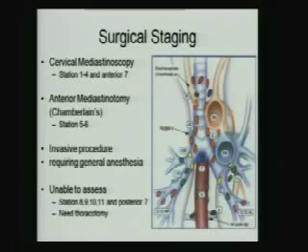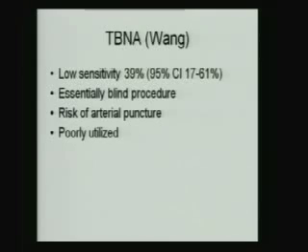For the other lymph nodes, the paraesophageal, the posterior subcarinal and the pulmonary ligament, they were unable to be assessed by mediastinoscopy and needed thoracotomy. Now, blind TBNA, the Wang procedure, is a non-invasive alternative. However, we all know that it's plagued by low sensitivity, reported here at 39%, and variable sensitivities depending on the operator, reported 17 to 61%, because it's essentially a blind procedure. And anytime we venture away from the subcarina, we have the risk of arterial puncture. So it remained poorly utilized.